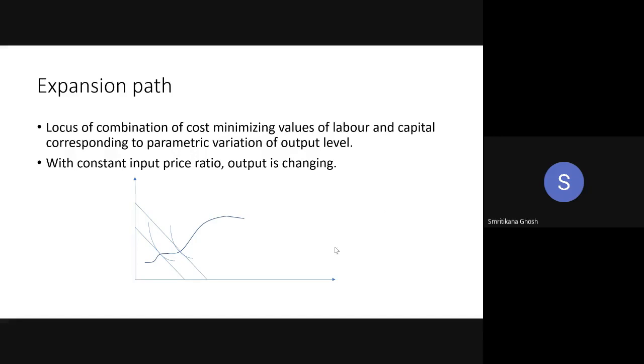If you are moving from the origin in this direction, not this direction, that means you are increasing your total cost. So obviously your output should change, increase. So in that case, expansion path is upward rising. That much we can say in general. Not of a particular shape.